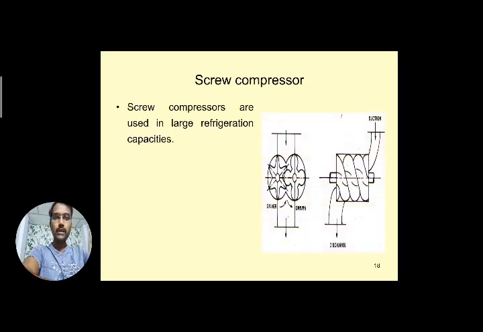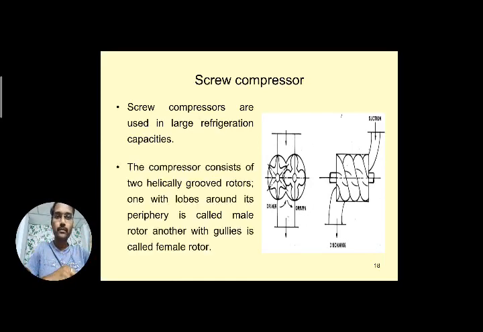Screw compressors are used in large refrigeration capacities. That is one application, when there is a requirement of a high capacity refrigeration unit, like 100 tons, 150 tons of capacity, for example. That is a large refrigeration capacity. So we can employ the compressor type of screw compressors, or you can go for centrifugal compressors.